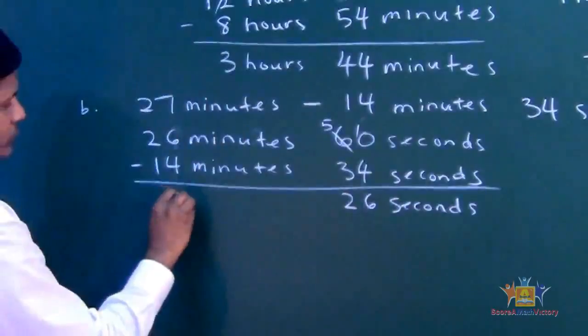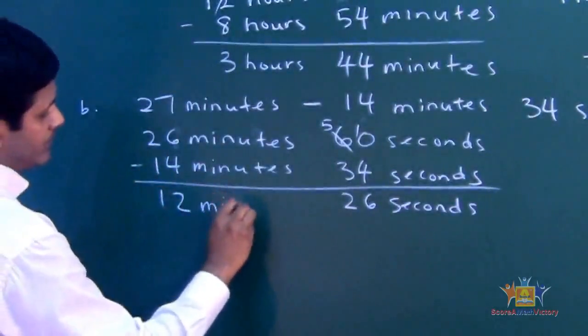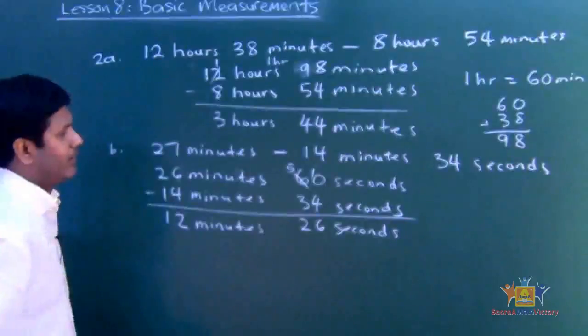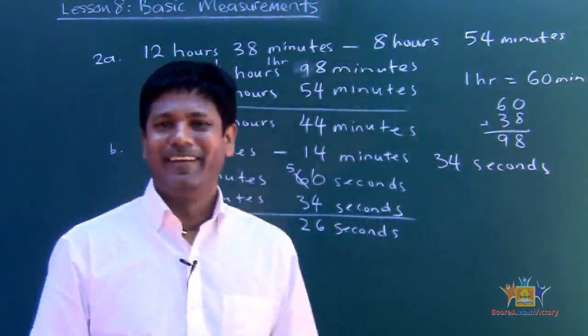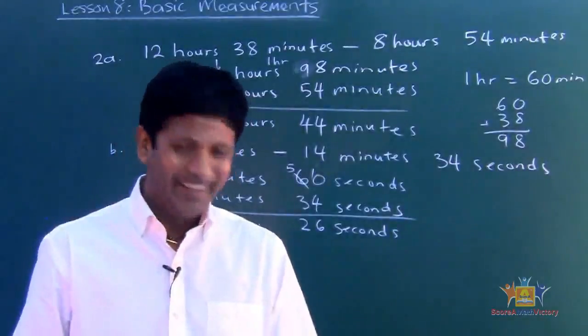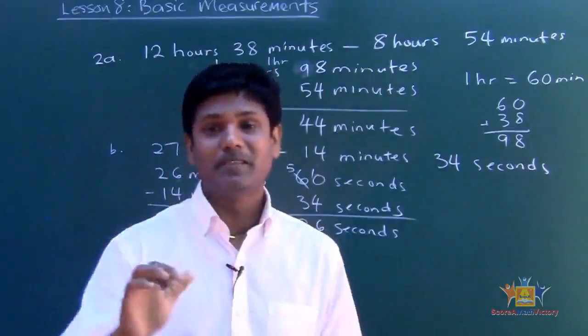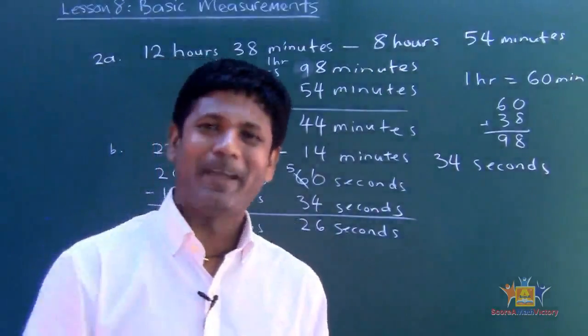6 minus 4 is 2. 2 minus 1 is 1. 12 minutes. Right there. Pretty easy, isn't it? Alright, good. I know you got it right. Good job. I'm so proud of you. Okay, let's do problem number 3 and let Mr. Mac erase the board. Okay, and I'll be back with you.